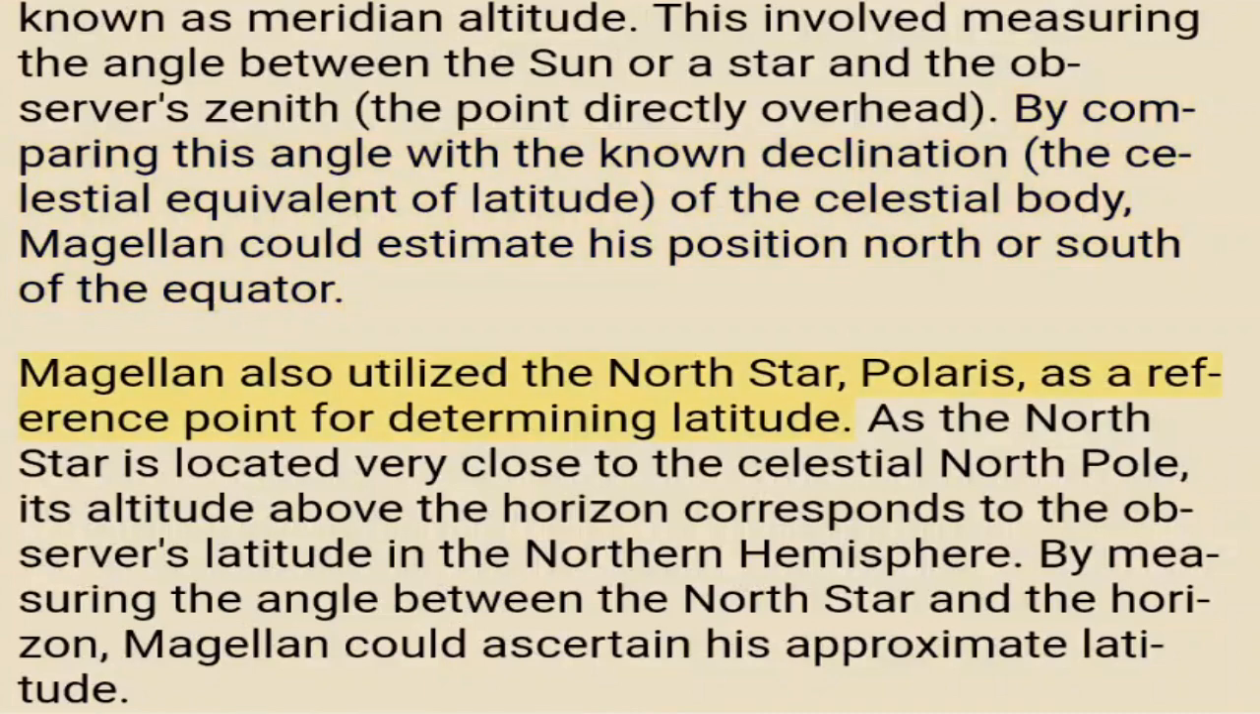Magellan also utilized the North Star, Polaris, as a reference point for determining latitude. As the North Star is located very close to the celestial North Pole, its altitude above the horizon corresponds to the observer's latitude in the northern hemisphere. By measuring the angle between the North Star and the horizon, Magellan could ascertain his approximate latitude.